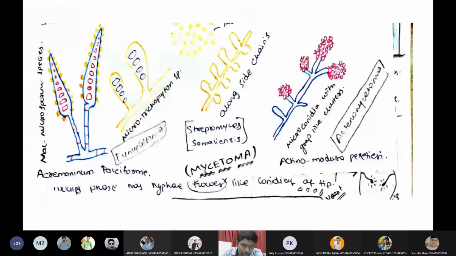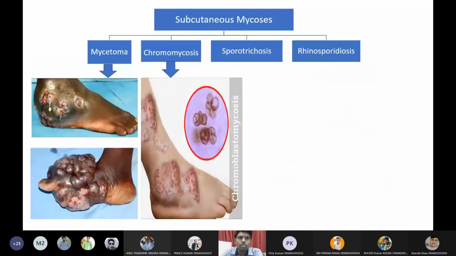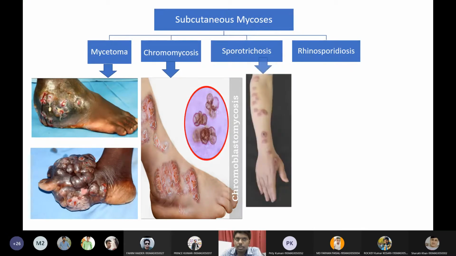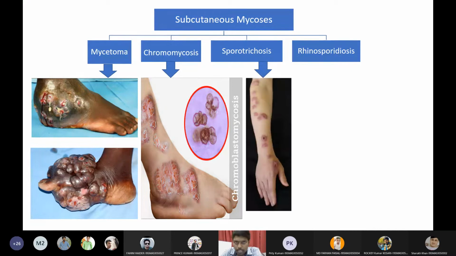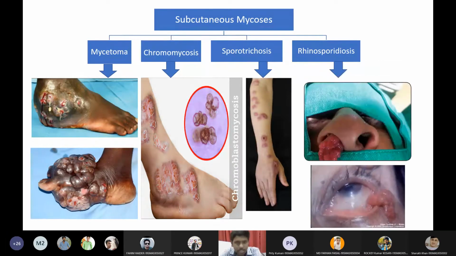After mycetoma, the second subcutaneous mycosis is chromomycosis. So let us see chromomycosis in detail in today's lecture. Today I will try to finish chromomycosis and sporotrichosis. So let us move forward to the second subcutaneous mycosis, which is chromomycosis. Are you following me, students? Are there any doubts? No, right? Fine.